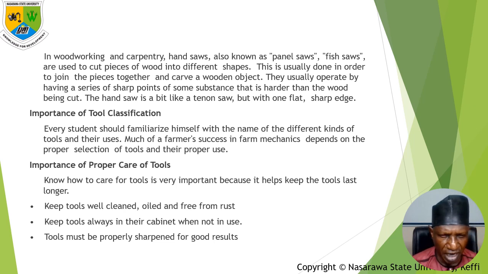In woodworking and carpentry, hand saws, also known as panel saws, fish saws, are used to cut pieces of wood into different shapes. This is usually done in order to join the pieces together and to carve a wooden object. They usually operate by having a series of sharp points of some substance that is harder than the wood being cut. The hand saw is a bit like a tenon saw, but with one flat, sharp edge.